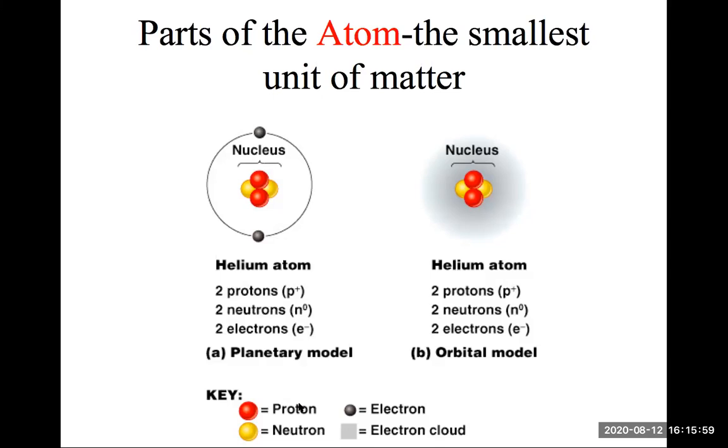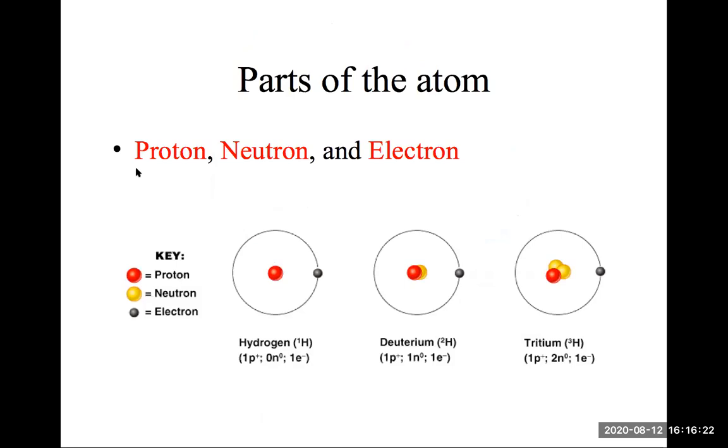Down here we've got a key, so you can see that the protons and the neutrons are found in the central area of the atom, and then the electrons, you can think of them in orbit around the planet. And then the electron cloud over here, I don't like this one as much because you can't see how many electrons there are. All right, so we've got our proton, neutron, and electron, these terms you need to know.